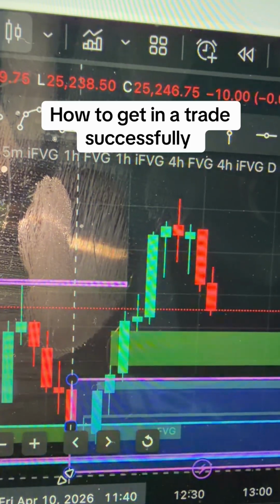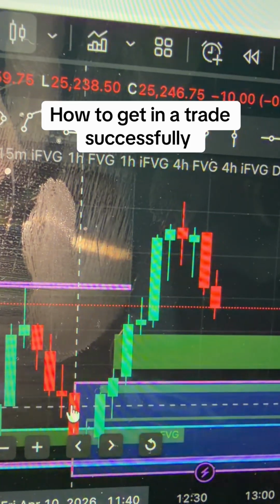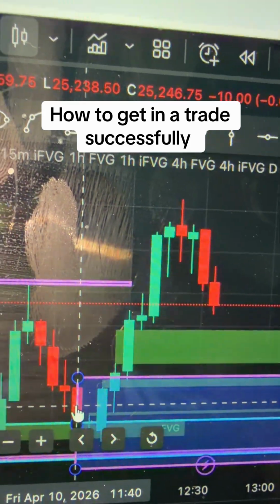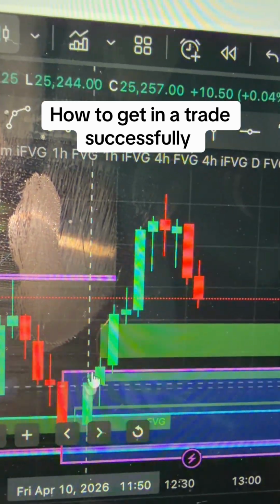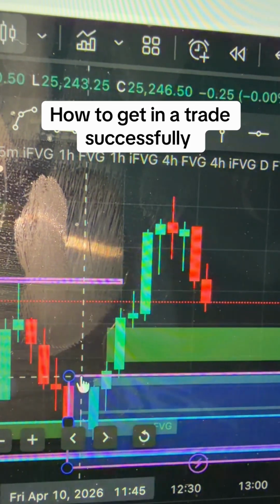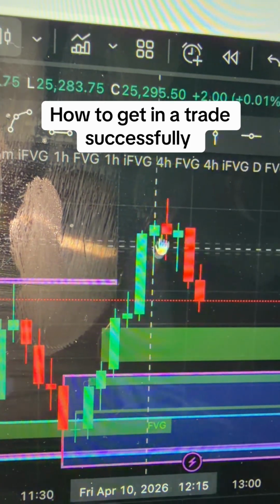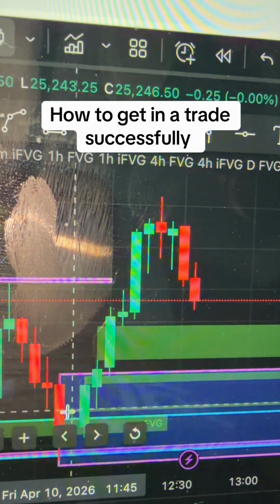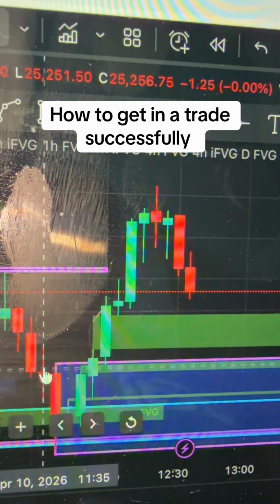to draw my zone. So I draw my zone from the opposite candle that initiated the push up. So this candle is the one that initiated for it to go up. So I draw my zone from wick to wick.